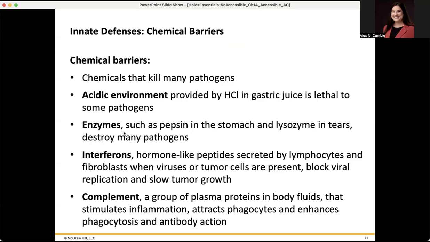There are different enzymes that you can produce. So when you cry, there are different enzymes in your tears, like lysozyme. This is meant to be antimicrobial, antibacterial, so that you don't get infections in your eye. That's why tear production can be pretty high if you get something in your eye. There are also other chemical barriers like interferons and complement. These are groups of protein or protein-like structures that are going to try to prevent viruses or other things from making more of themselves.